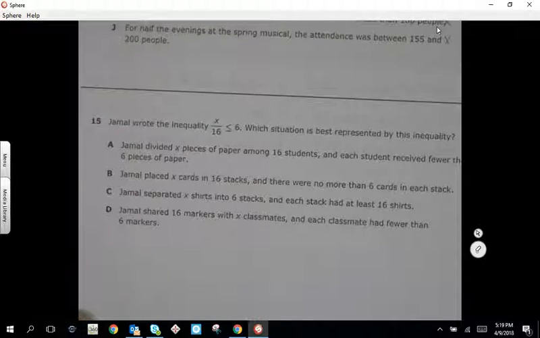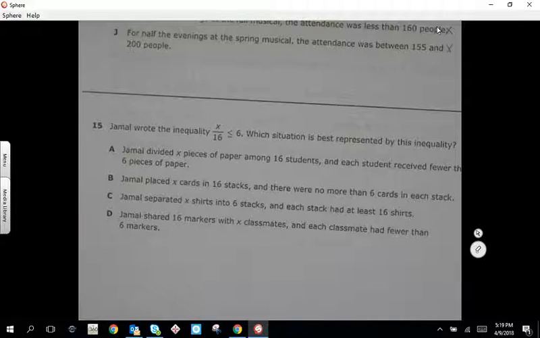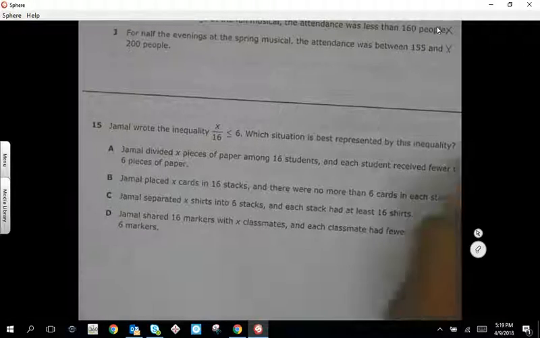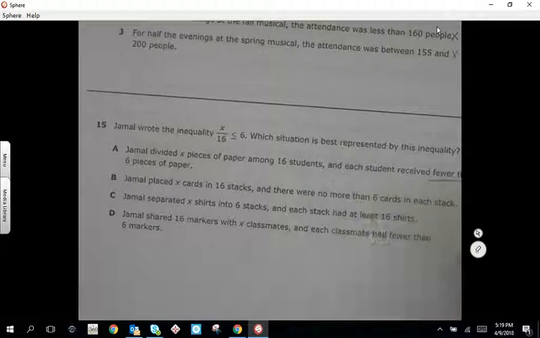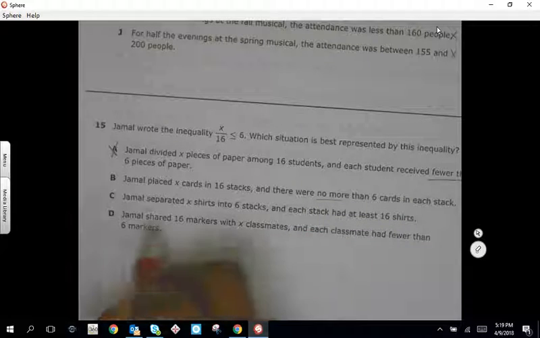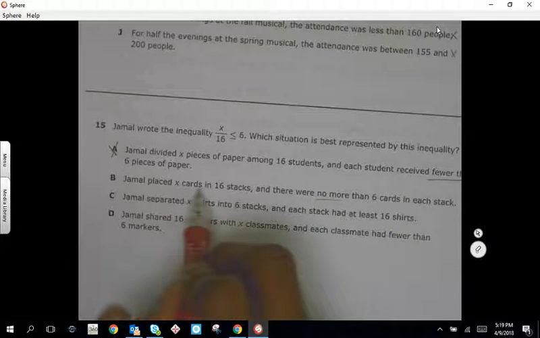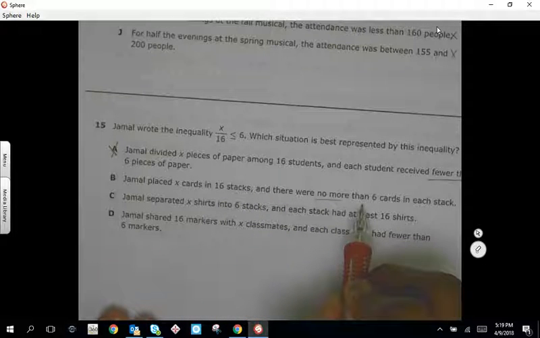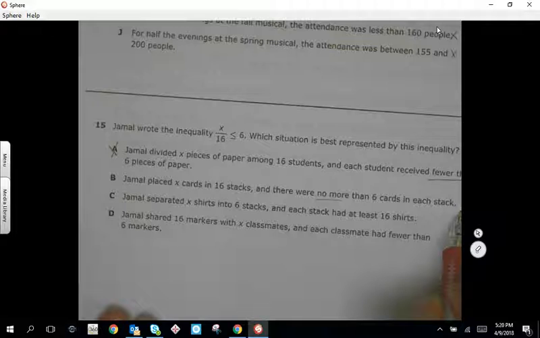All right. Jamal wrote the inequality x over 16 is less than or equal to 6. Which situation is best represented by this inequality? Jamal divided X pieces of paper among 16 students, and each student received fewer than 6. This only says fewer than. I have less than or equal to, so that doesn't work. No more than is an inequality. Jamal placed X cards in 16 stacks, and there were no more than 6 in each stack. This might be it.